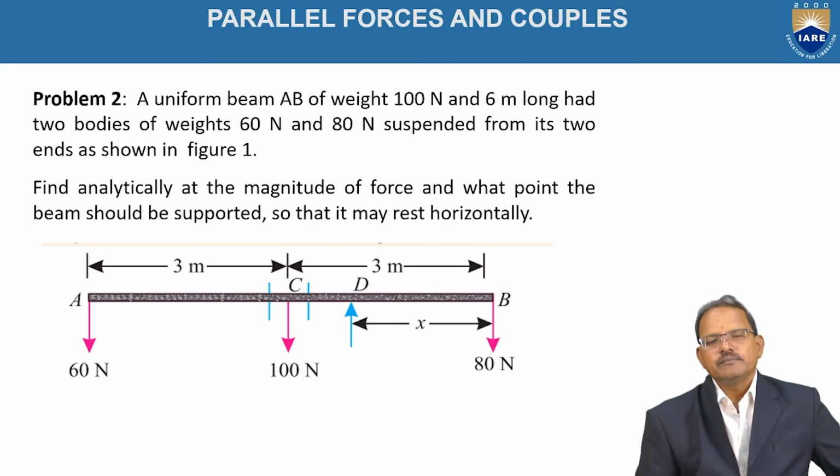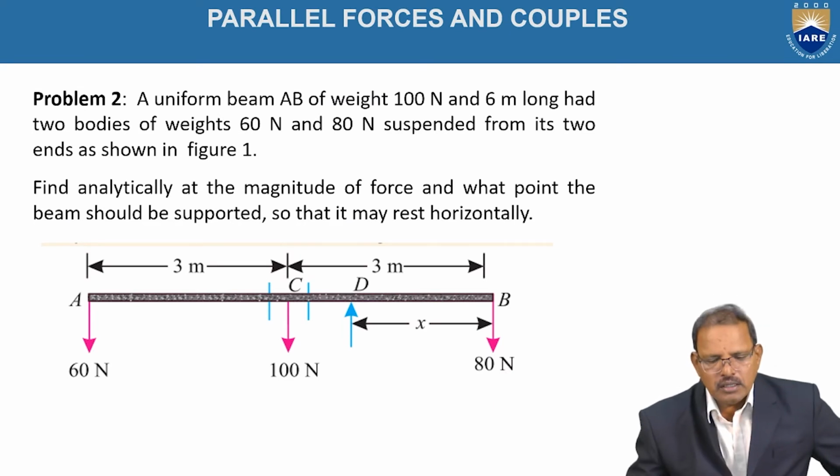Similarly, the second problem, let us take a uniform beam AB of weight 100 newtons and 6 meters long, having two bodies of weights 60 newtons and 80 newtons suspended from its two ends as shown in the figure.